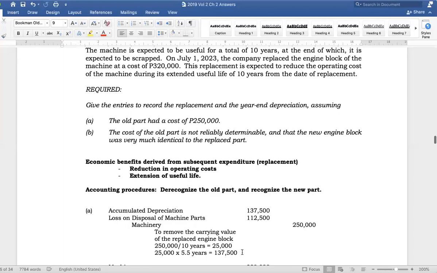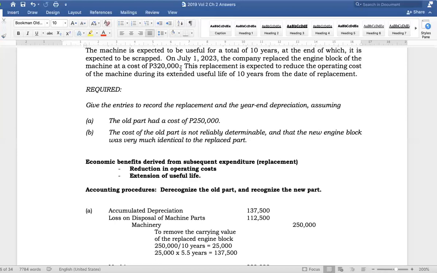137,500. So to recognize the old machine part, our entry is to credit machinery for 250,000, and recognize also the accumulated depreciation of 137,500 as computed here. And then the carrying value of the old part is transferred to a loss account because there is no proceeds from the retirement of the old part. So debit loss on disposal of machine parts for 112,500.